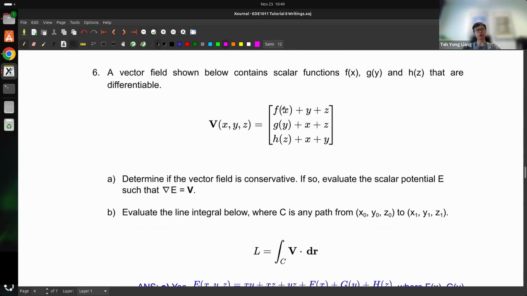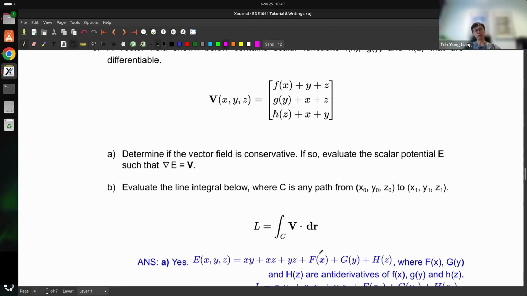It's just that I don't give you the functions f, g, and h. Okay, but then you can still integrate, because you can integrate small f to get big F, integrate small g to get big G, integrate small h to get big H. So you can still find the scalar potential in terms of the big F, big G, and big H functions. Okay, then after that, it's conservative already, you just use the scalar potential to get the path integral or the line integral.